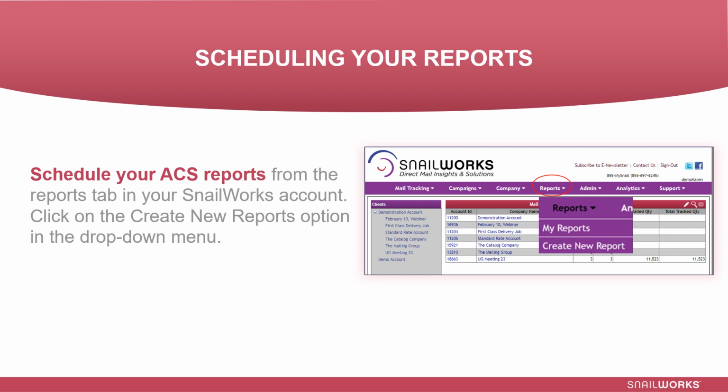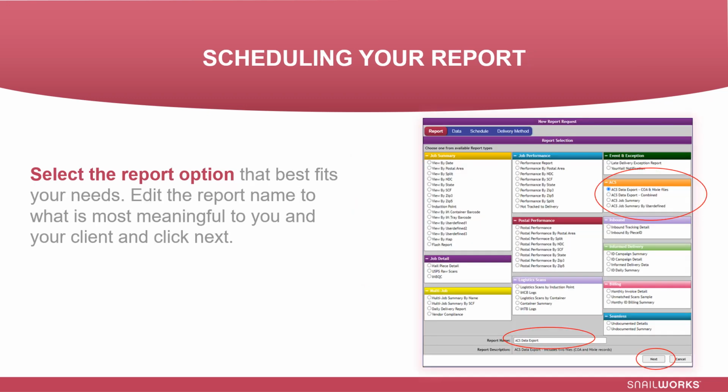So the first step in utilizing your reports is to go ahead, log into your SnailWorks account, and you'll notice at the top of the page in that purple bar a number of tabs. Go ahead and click on the Reports tab. And at that point, you'll have 2 options. The first, My Reports, and the second, Create New Reports. We'll be clicking on the second one, Create New Reports, because we're going to go ahead and create a report.